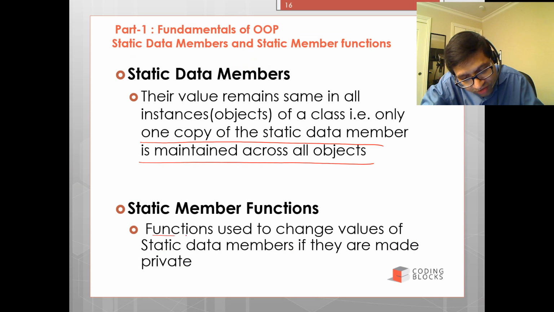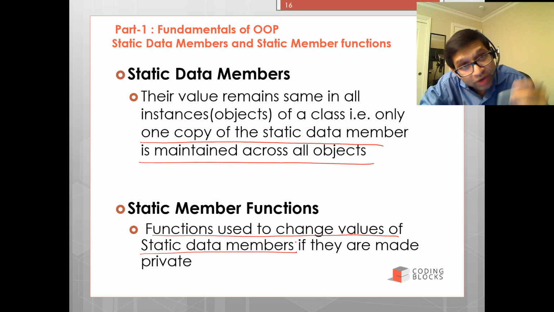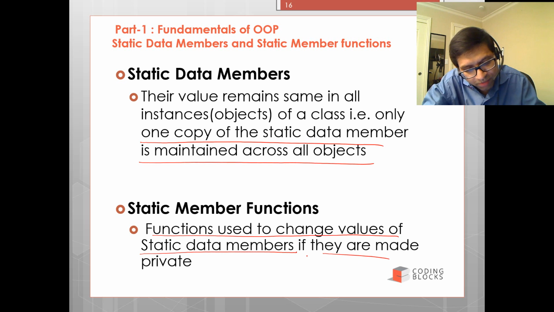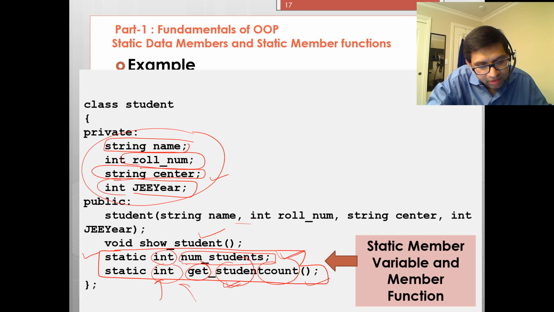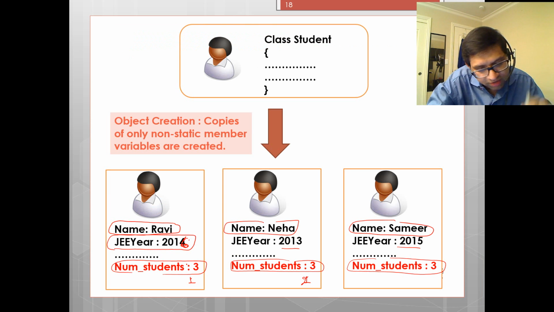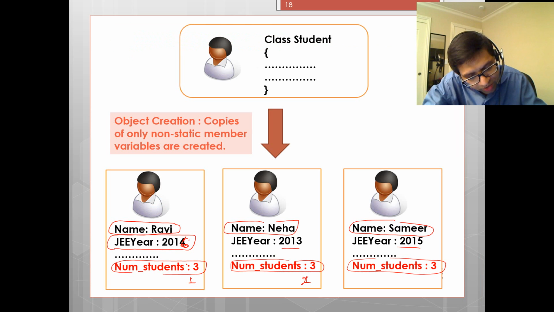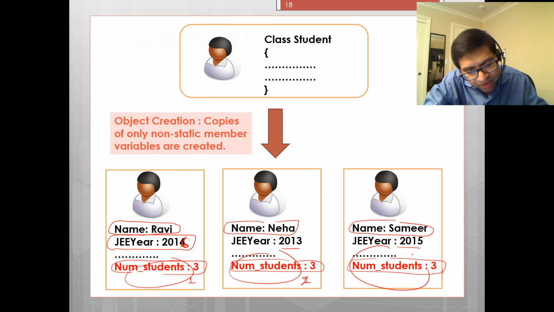Static member functions are used to change values of the static data members. कि फंक्शन जो स्टैटिक पे काम करते हैं, नॉन स्टैटिक से स्टैटिक को नहीं कर सकते. So we need to define static functions to operate on static data fields if they are made private. So this is a definition of a student class. This is example I gave you, multiple copies, but this field is same in all of them.